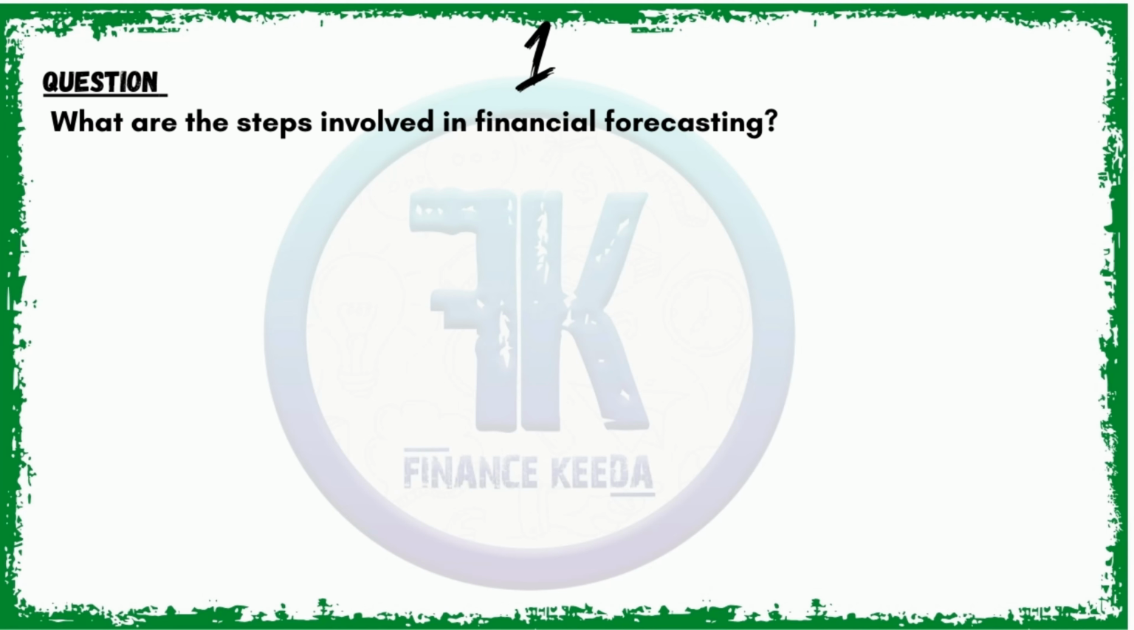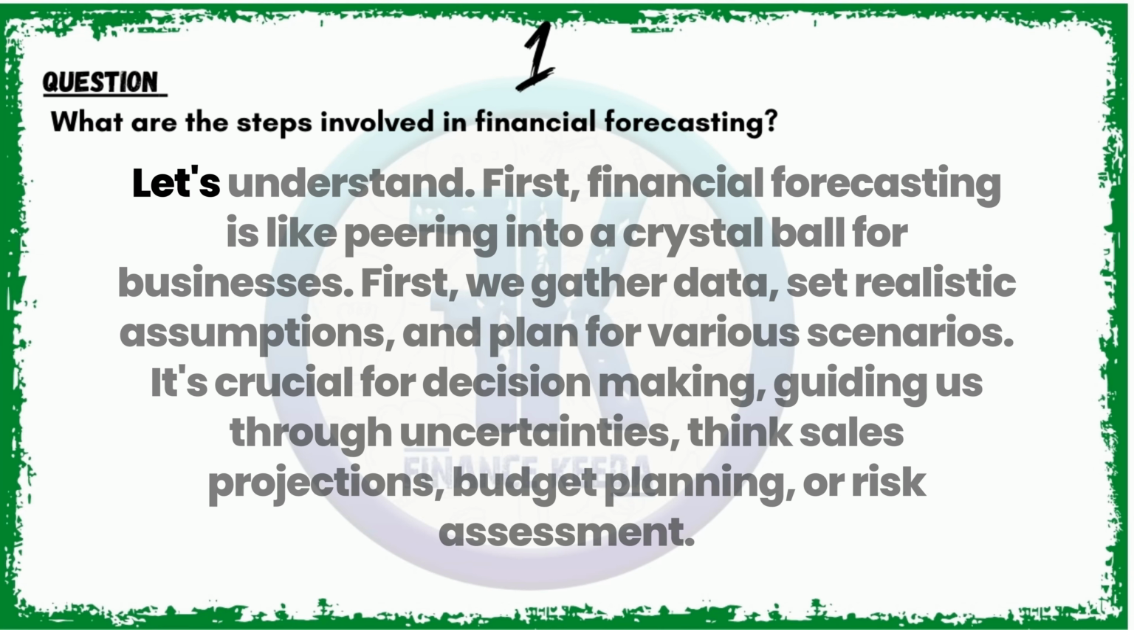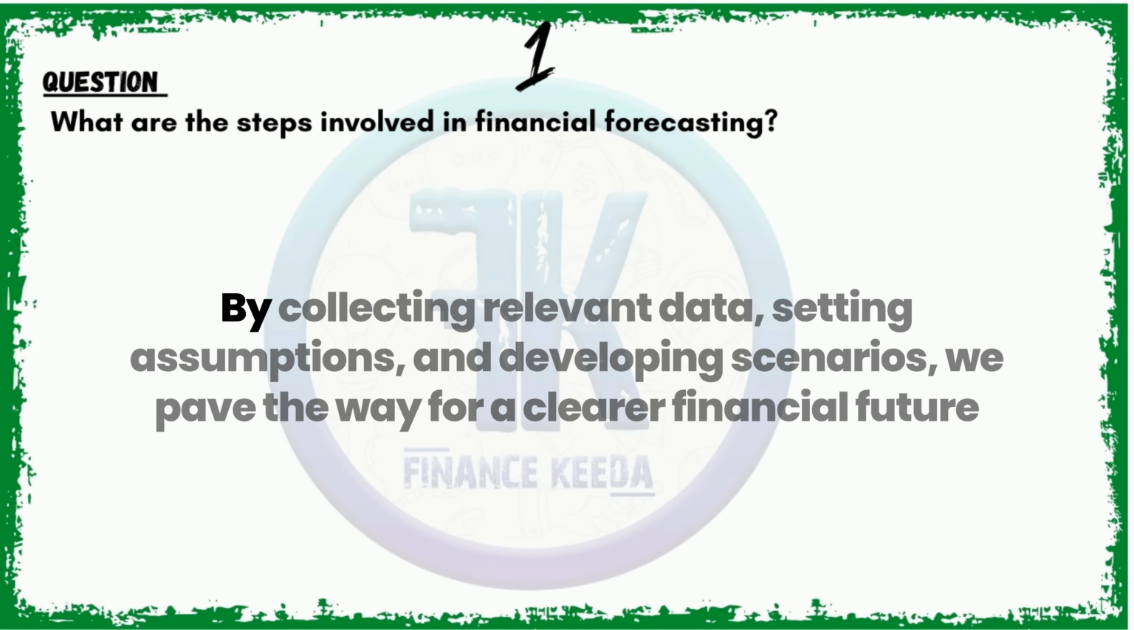What are the steps involved in financial forecasting? Let's understand first. Financial forecasting is like peering into a crystal ball for businesses. First, we gather data, set realistic assumptions, and plan for various scenarios. It's crucial for decision making, guiding us through uncertainties. Think sales projections, budget planning, or risk assessment. By collecting relevant data, setting assumptions, and developing scenarios, we pave the way for a clearer financial future.